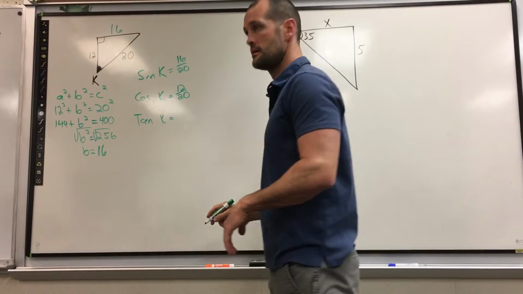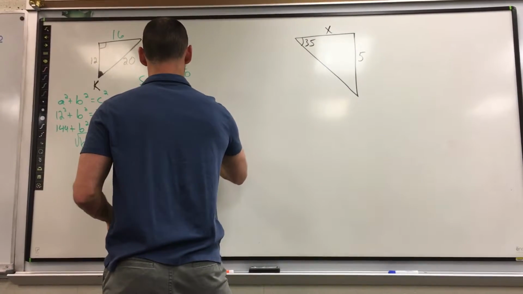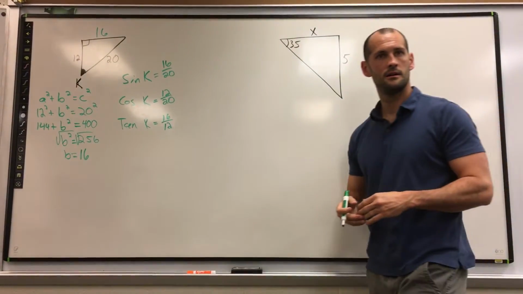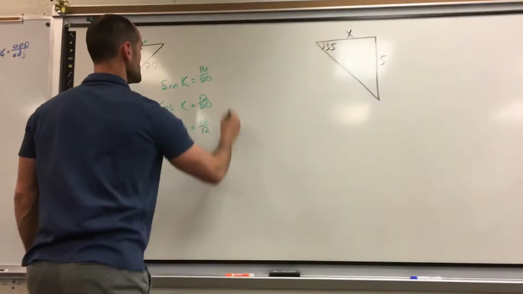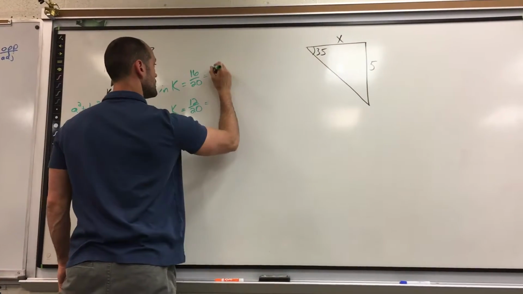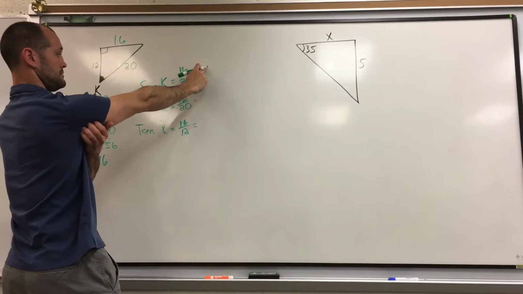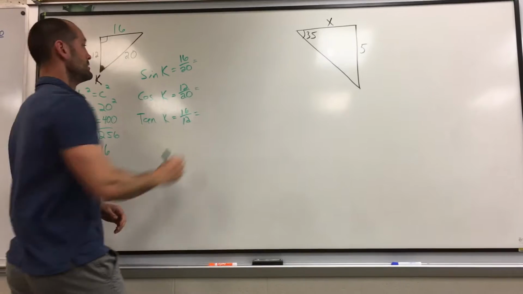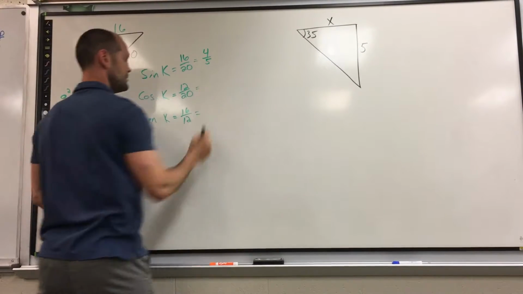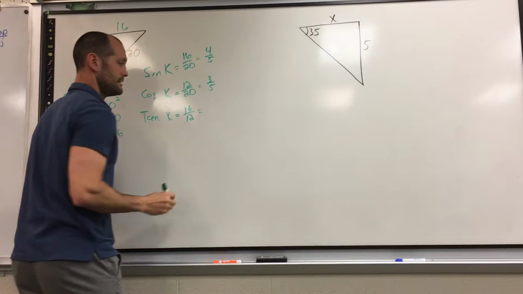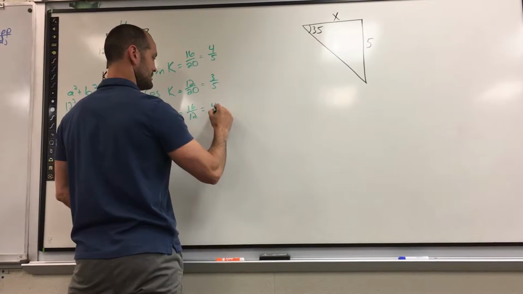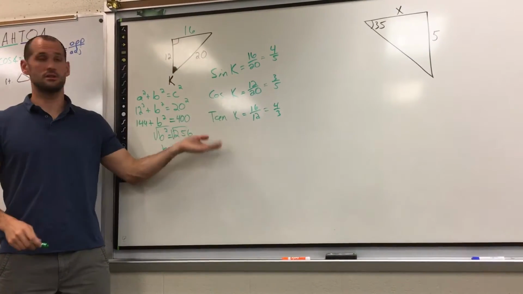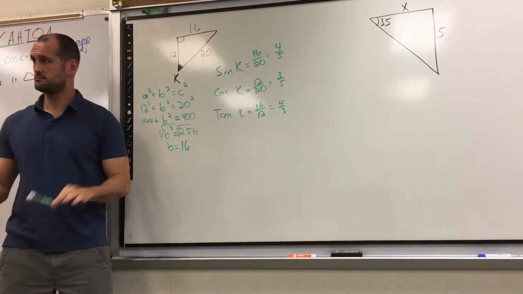Tangent, 16 over 12. Now, I know that you know this and I know this, but all of those will be wrong on a test. Why? Simplify. What would my three simplified ratios be? Sine is 4/5, cosine is 3/5, and tangent is 4/3. Done. So that's how we find the three trigonometric ratios from an angle if we're missing a side.